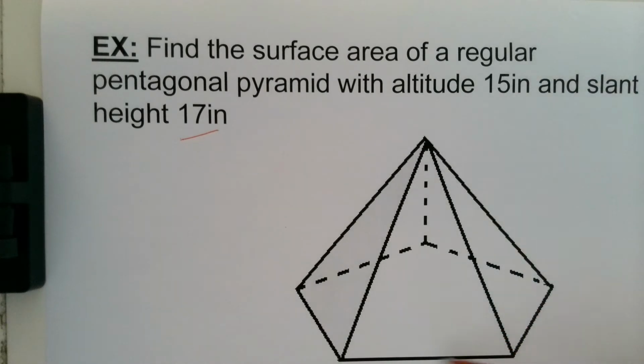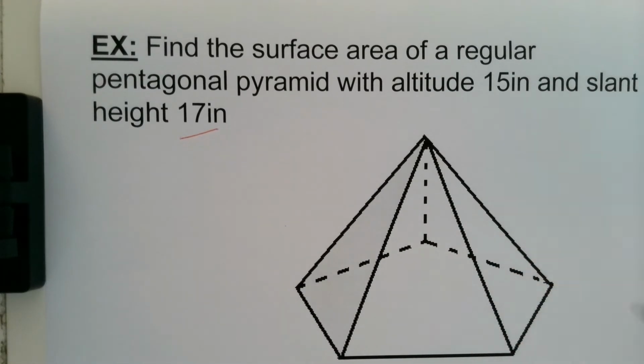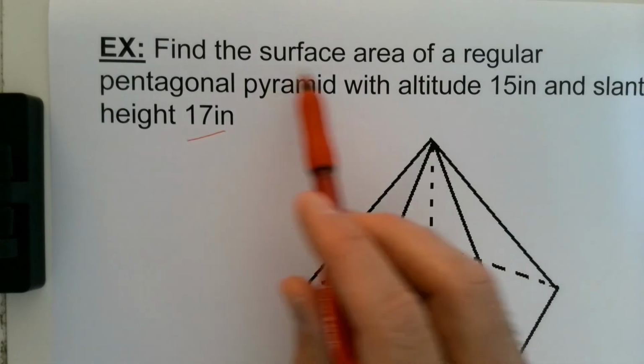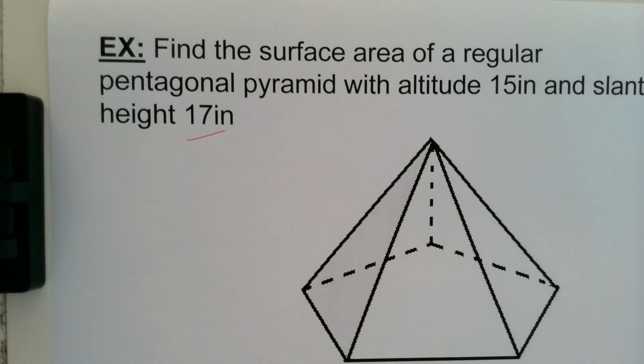We need to know something about the base. We need area of the base. We also need perimeter of the base. If we don't have those two things, we can't get either the lateral or total. And they're just saying surface area. Whenever they say surface area, that really just implies the total.